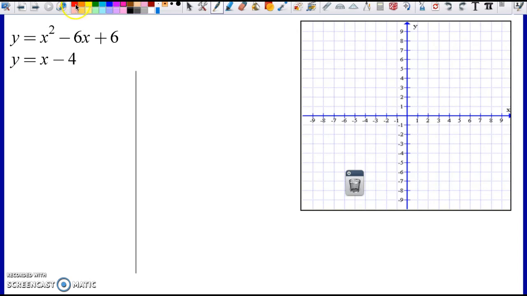Today our goal is to graph quadratic equations and solve a system of quadratic equations, or maybe a quadratic and a linear equation, to find out what ordered pairs make both equations true at the same time. You should remember that from earlier in the year, this will look like intersection points on the graph.